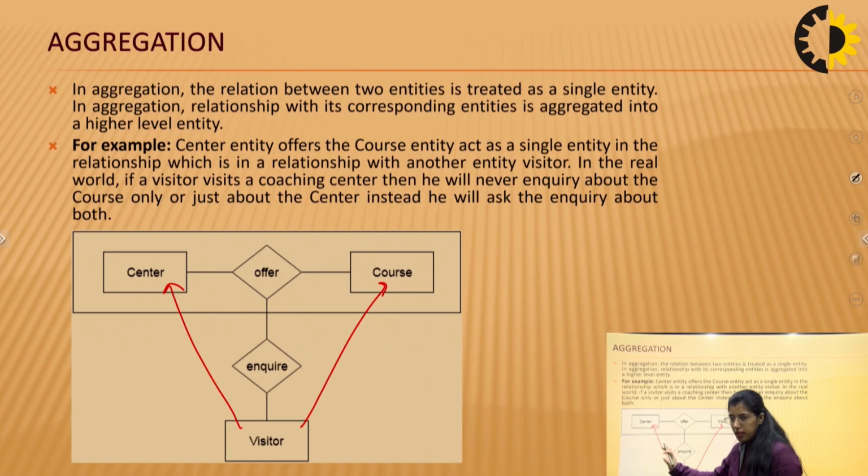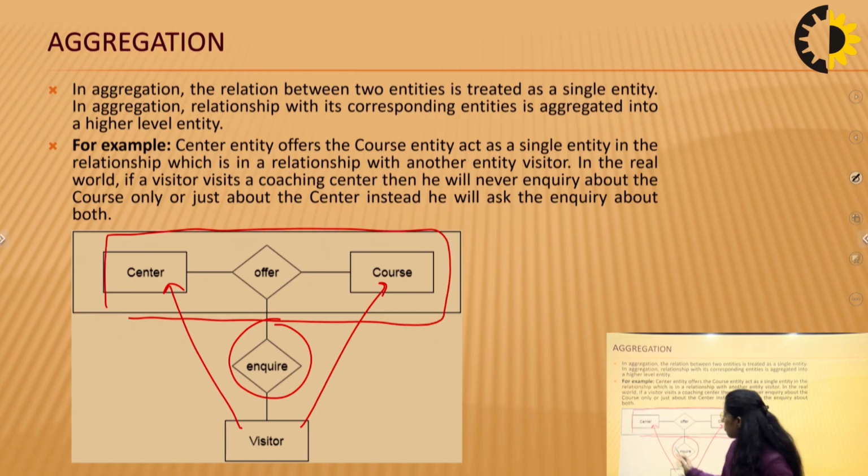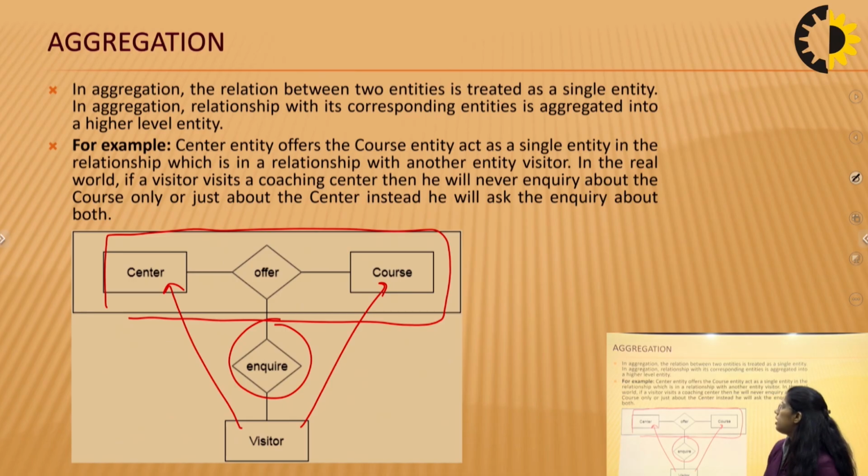So, either we can do this individually or we can inquire about both using it as a single entity. It means we are inquiring about both. Which center is offering which course? The center entity offers the course entity, acting as a single entity in the relationship, which is a relationship with another entity, visitor. In the real world, if a visitor visits a coaching center, then he will never inquire about only the course or just the center. He will inquire about both. So, we will be treating them as a single entity.